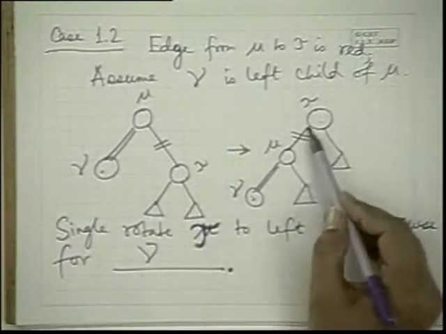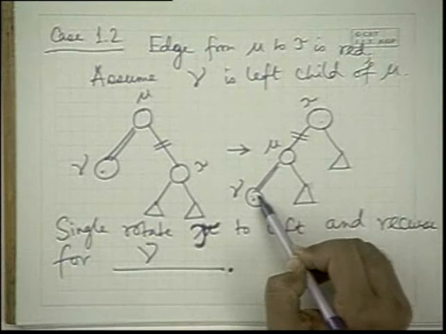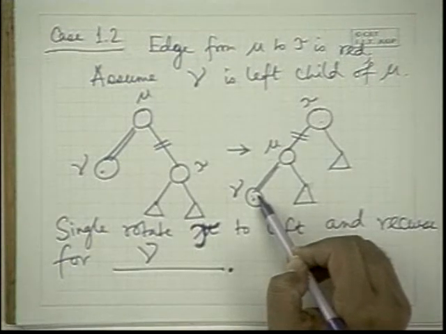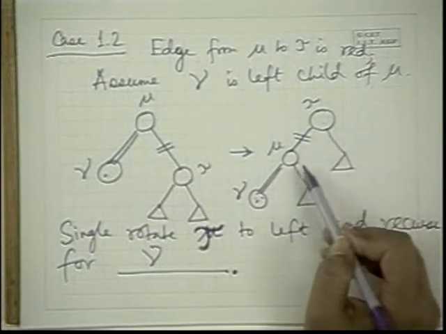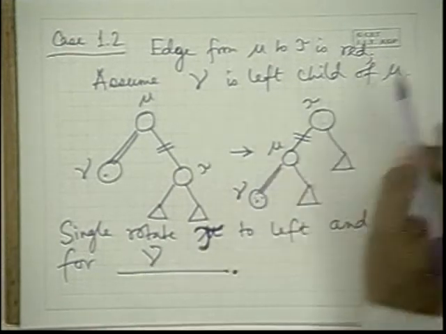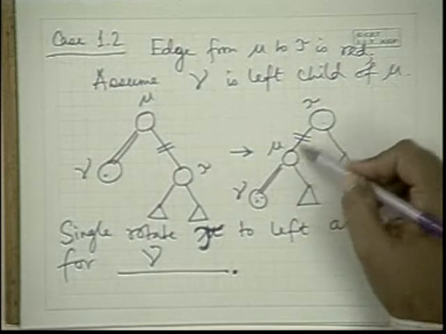But in case 1.2, are we moving down the tree? Okay, let's see. In case 1.2, we are not moving down the tree. It's just one step back, but from the next step onwards it will take care. Once you recurse for this new, it will be in case 1.1 and it will move up the tree.